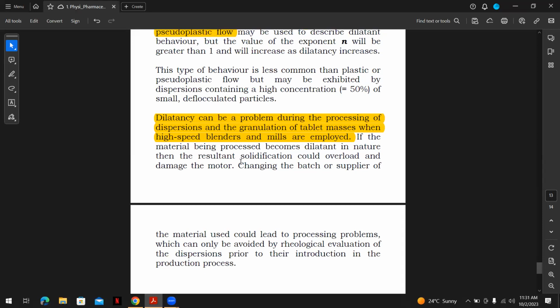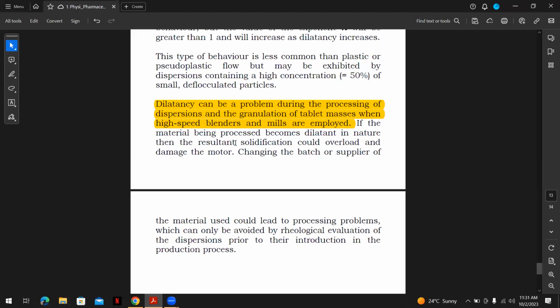So let me just read: if the material being processed becomes dilatant in nature, then the resultant solidification could overload and damage the mortar. Imagine. And that's how you lose your job. So changing the batch or supply of the material used could lead to processing problems, which can only be avoided by rheological evaluation of the dispersion prior to its introduction in the production processes.